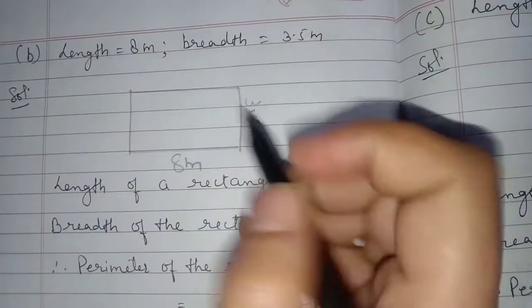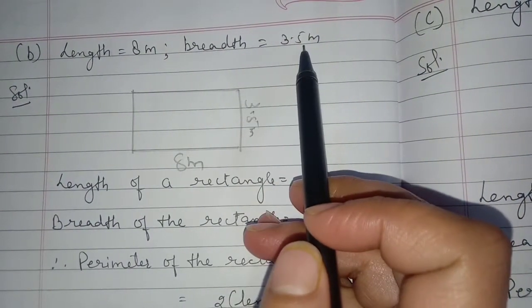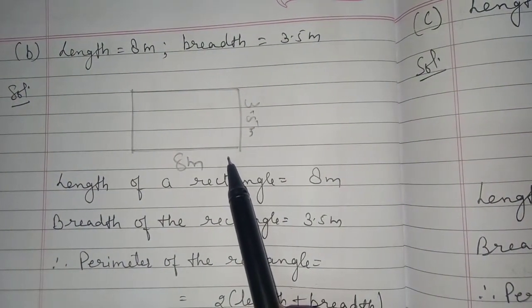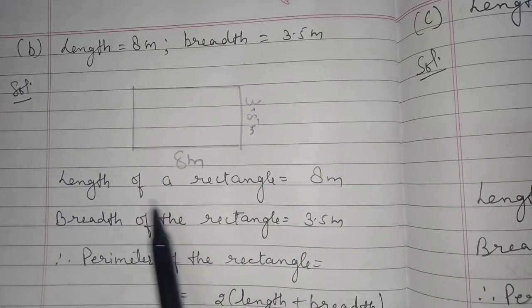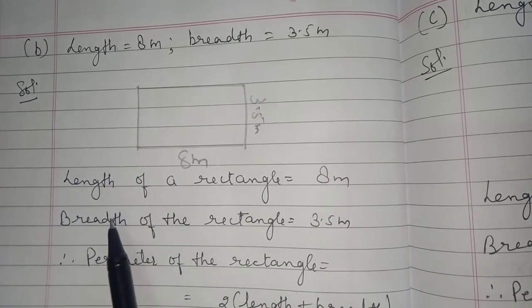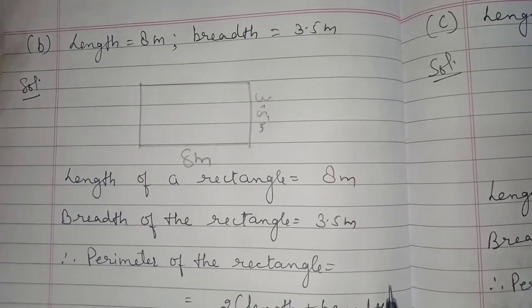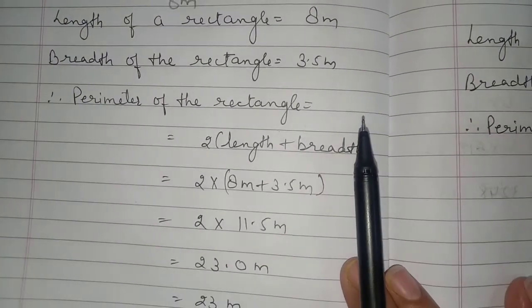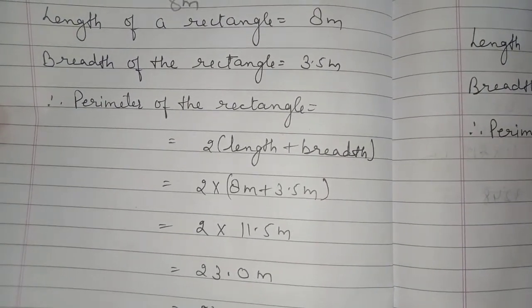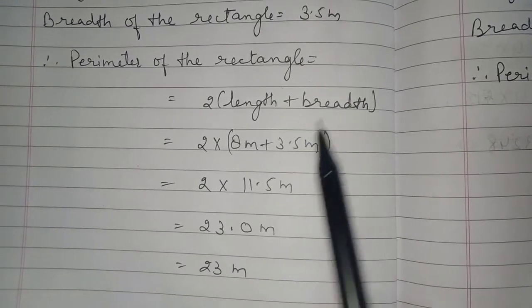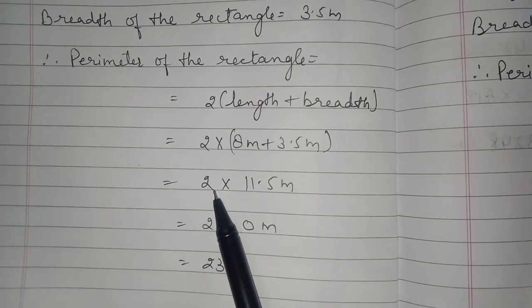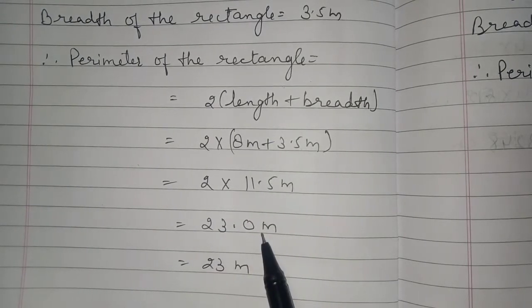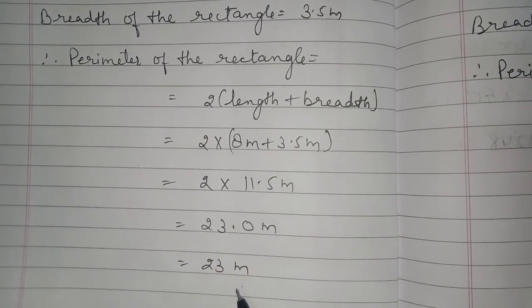Next is part B. Here length is 8 meter, breadth is 3.5 meter. So again we will draw a figure and mention the length and breadth. And then we will just write the given information. Length of the rectangle 8 meter, breadth of the rectangle 3.5 meter. Therefore perimeter of the rectangle will be 2 into length plus breadth. Then we will put the values, add length and breadth, and then we will multiply it by 2. It is 23.0. So we can write the answer as 23 meter.